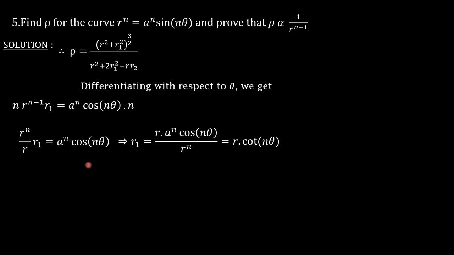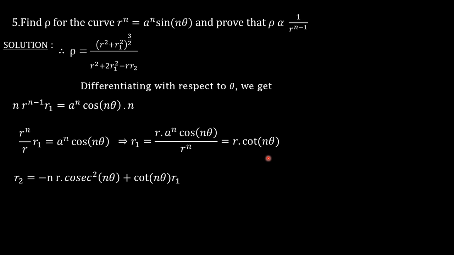I can rearrange the terms over here so as to obtain r1 as r into cot n theta. Just observe over here, I have taken r to the power n by r to the other side of the equation. So it becomes r by r to the power n. What is r to the power n? r to the power n is a to the power n sin n theta. So a to the power n cancels and cos by sin is nothing but cot. So that you are going to get r1 as r into cot n theta. That completes the first differentiation of r with respect to theta.